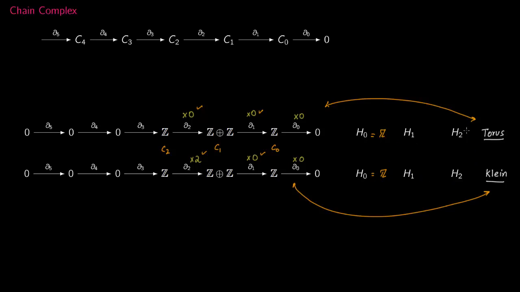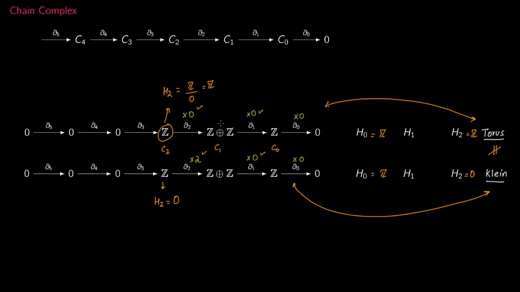Now for h2 here, z is getting mapped to 0. So you have integers, but nothing is coming from here, 0. So this will just be integers. On the other hand, for here, h2 would be an injective map. This is multiplication by 2. So the only thing which is in the kernel of this map is 0. So h2 is 0. So you have 0 here and integers here. So this immediately shows that torus and Klein bottle are not the same. So let us compute the h1 groups.